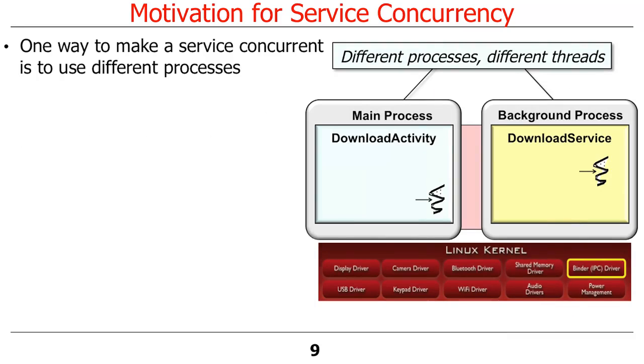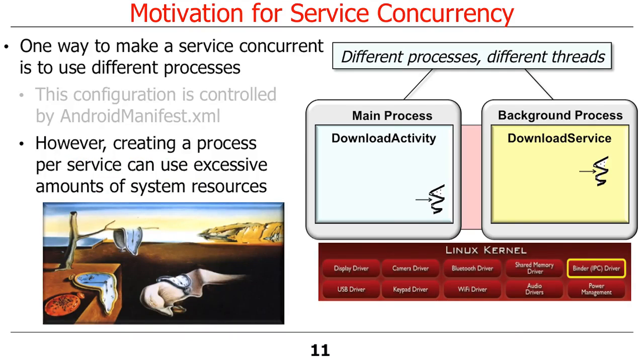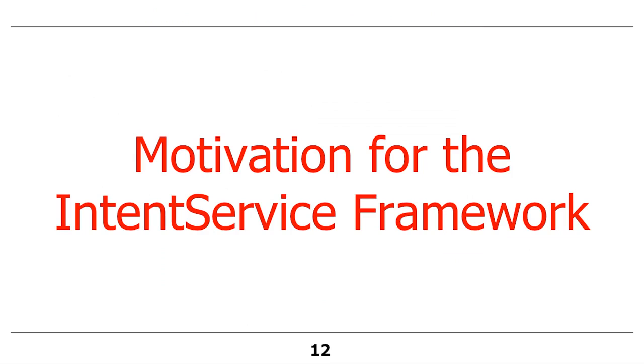One way to make a service concurrent is to use different processes. This example here shows two different processes with a different thread in each one. These types of configurations can be controlled by the Android manifest.xml file, as we'll discuss in more detail in the next part of this lesson. Unfortunately, however, creating a process per service can end up using an excessive amount of system resources.